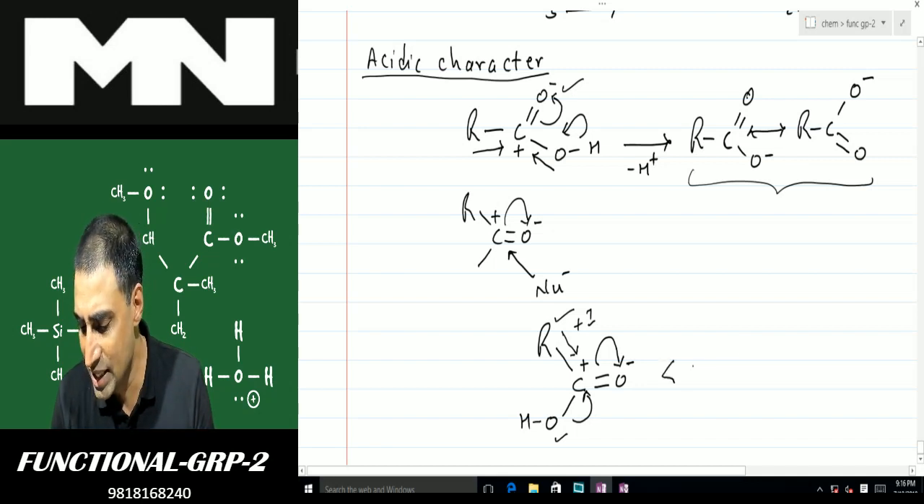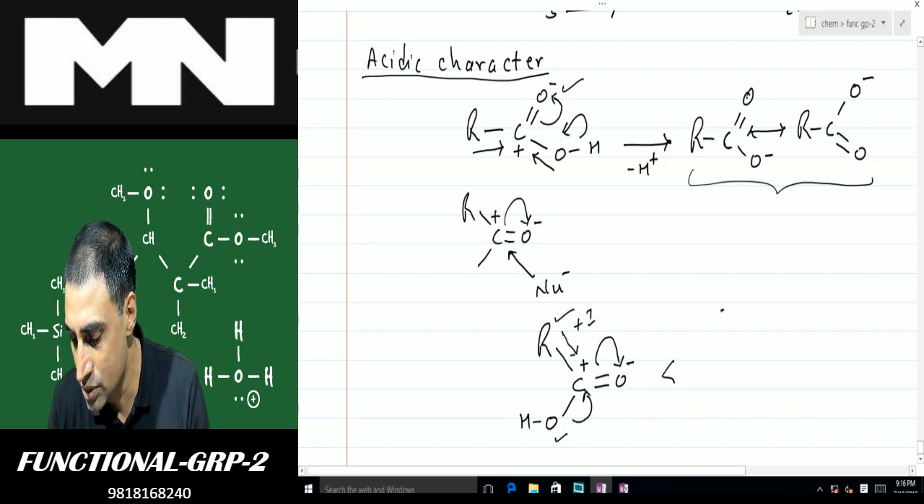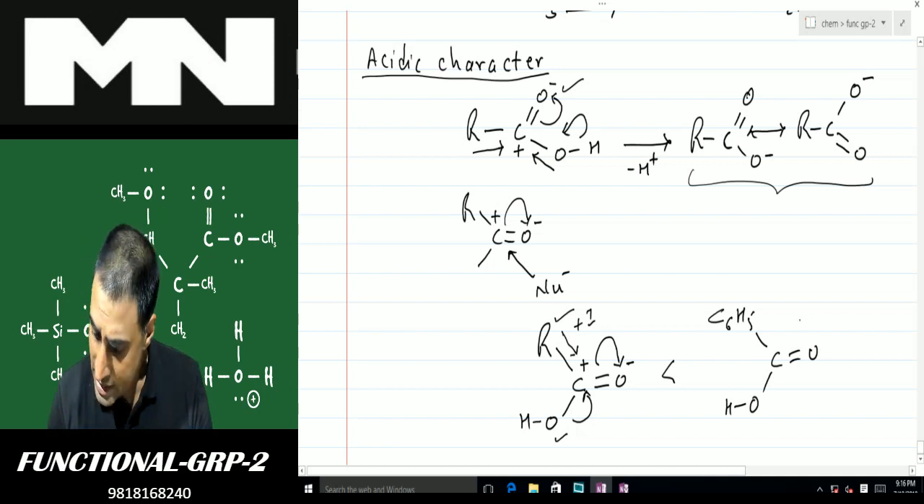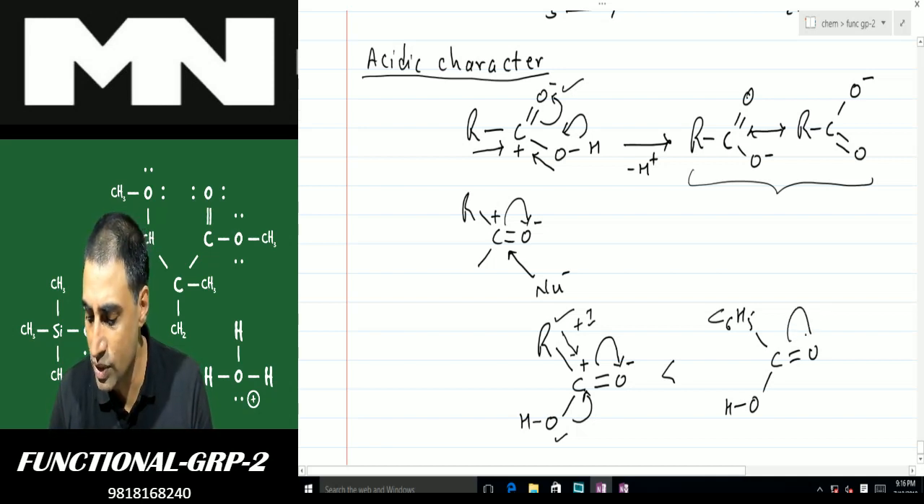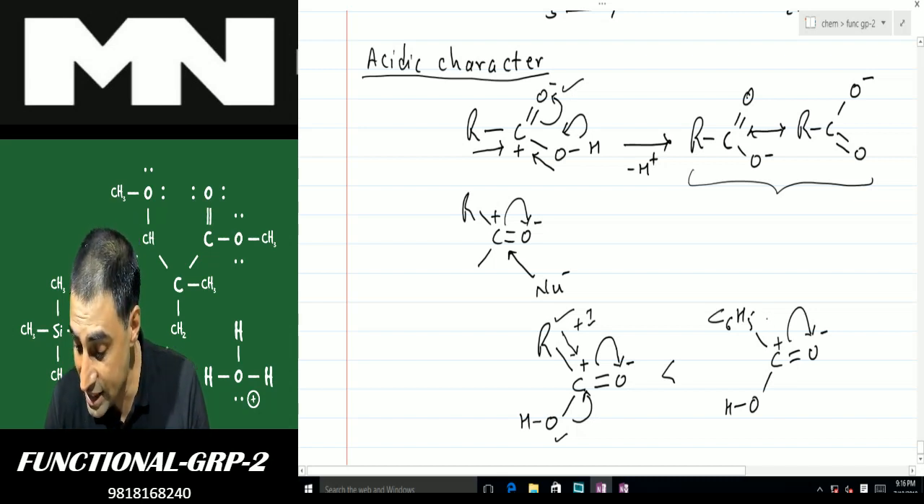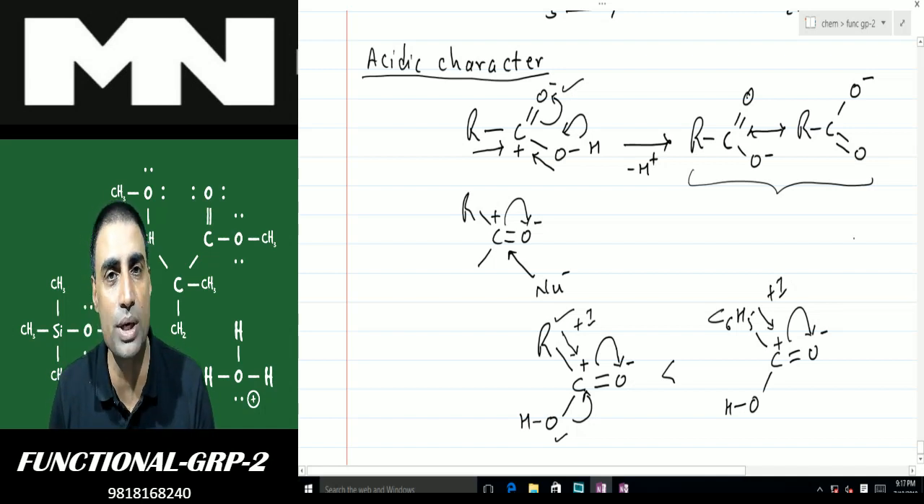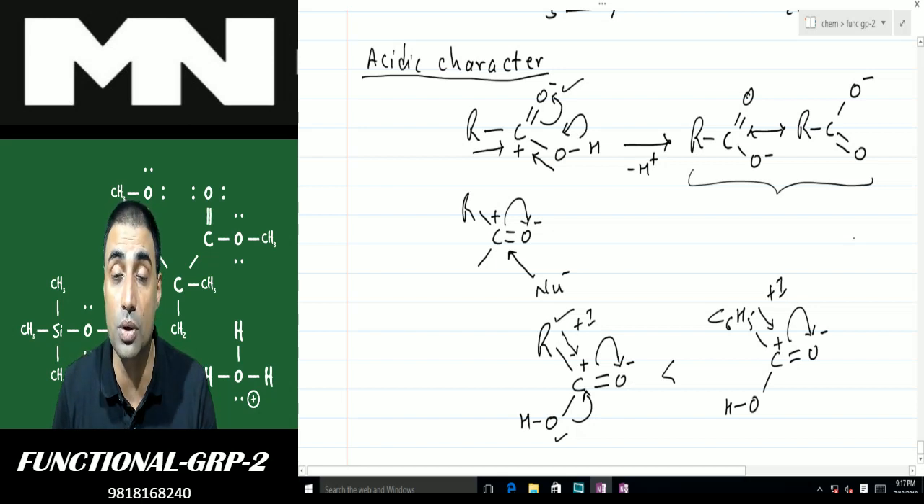So now let us have a look at an aromatic acid. Suppose I have got C6H5, C double bond O, OH. Here in this case, I've got benzoic acid. The same thing happens here also. The pi electron will come toward oxygen, which will become negative, and carbon will acquire a positive charge. Benzene again has a plus I effect, but the plus I effect of benzene in this case is less as compared to the alkyl group. The alkyl group has a stronger plus I effect as compared to the benzene or aryl group.